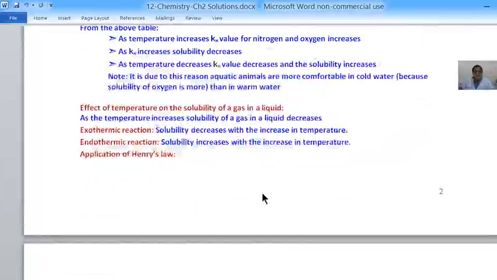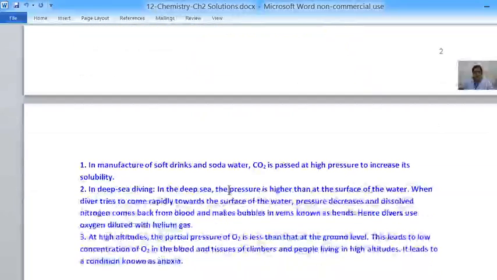Next, we will see the application of Henry's law. Henry's law has three important applications. First, it is used in the manufacture of soft drinks and soda water. Carbon dioxide gas is passed at very high pressure in order to increase its solubility. Soda water as well as soft drinks contain carbon dioxide. In order to dissolve this carbon dioxide, very high pressure is applied. When you apply high pressure, the solubility of carbon dioxide increases, and this is an application of Henry's law.